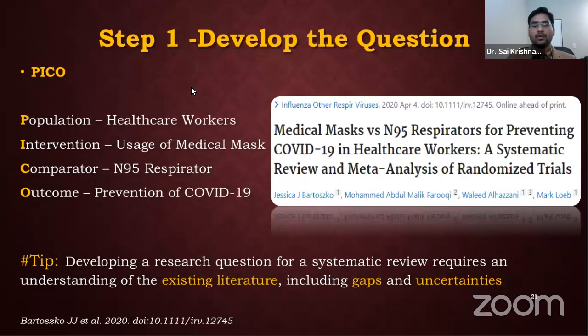That is, in order to come up with a better research question, one should have a better knowledge or understanding of existing literature related to that specific question, including gaps, uncertainties, loopholes, whatever it might be in that particular area. He or she should have immense knowledge or experience in order to come up with a well-framed research question.